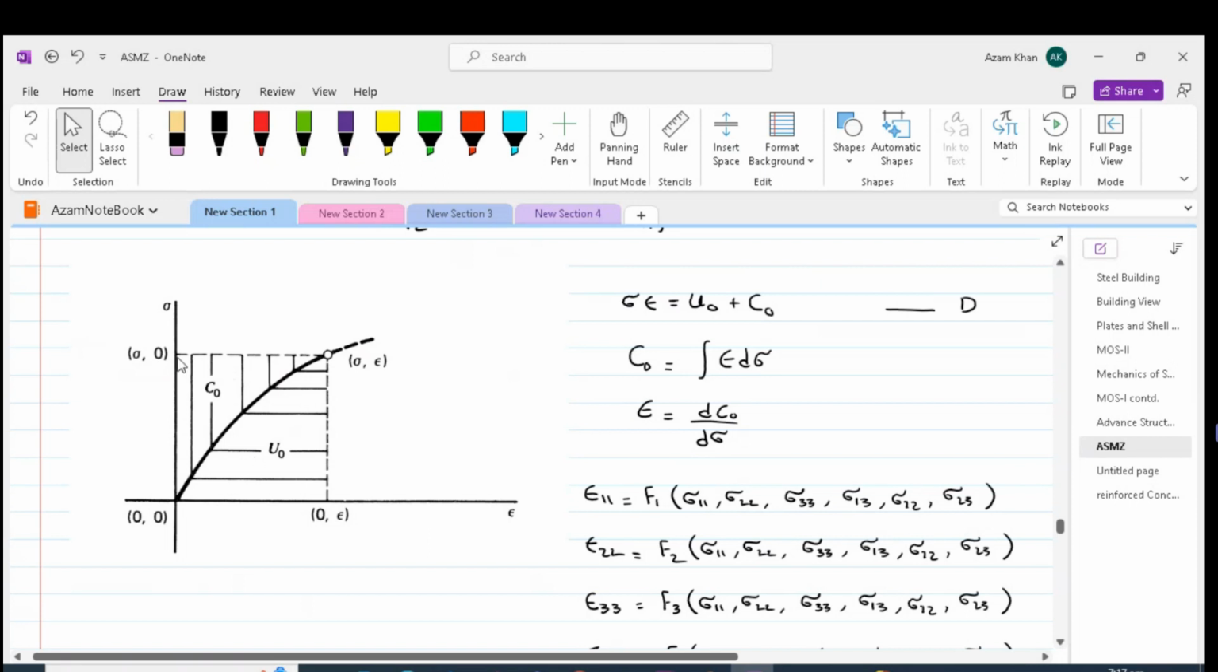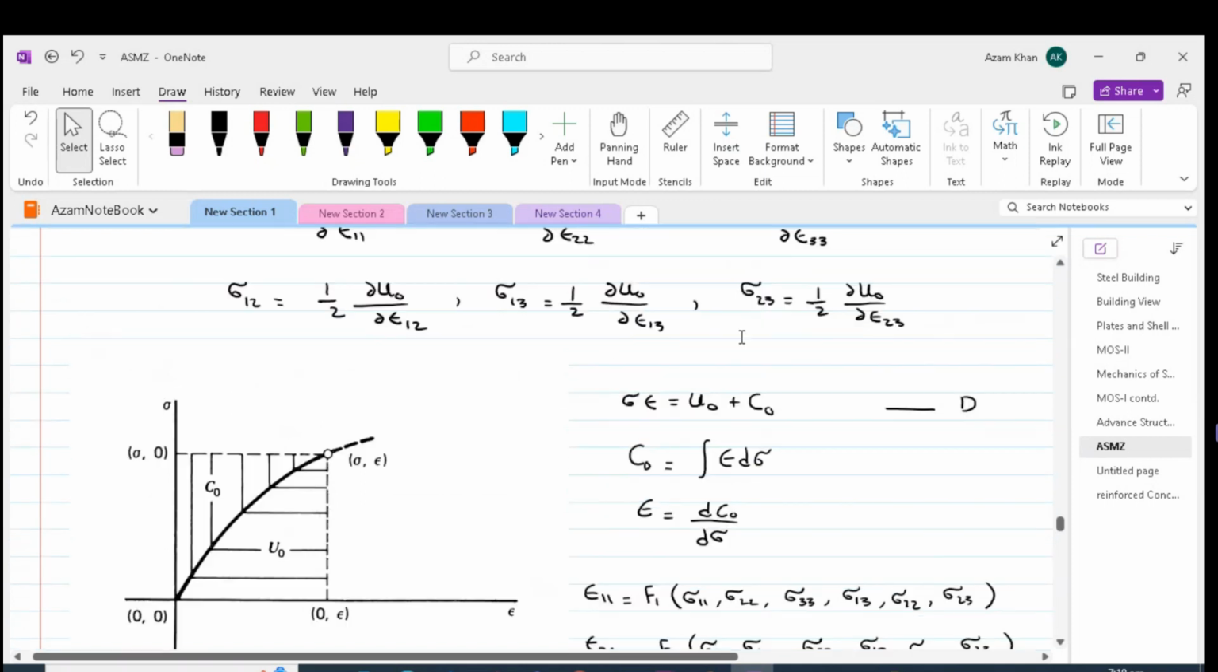Thus, we can also write that sigma times epsilon is equal to the strain energy plus the so-called complementary internal energy. So the complementary internal energy plus strain energy gives us stress times strain. In other words, we can also write that C naught is the integral of epsilon times d sigma. Or using the antiderivative, we can say that epsilon is equal to d by d sigma of C naught.